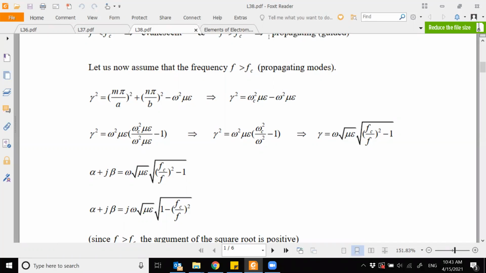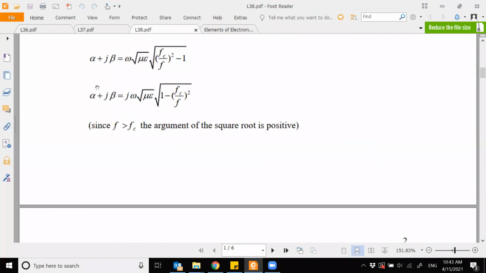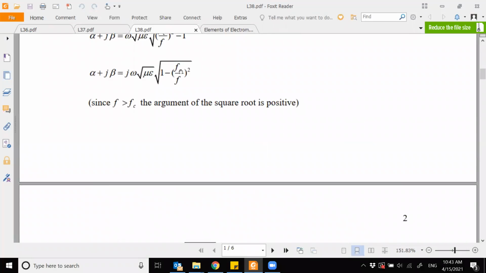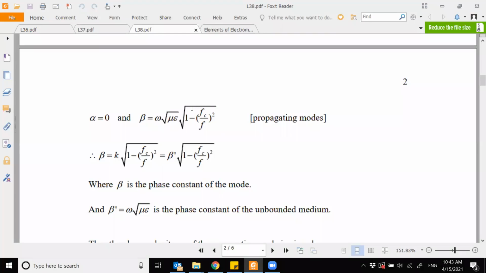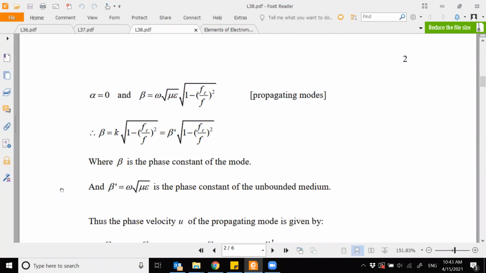And from here, if I equate, I'm getting alpha as 0 and beta is this one, because my right hand side is only imaginary. So this is my beta. This is my propagation constant of my guiding medium, for my guided or propagating modes. Now, what I'm doing here, I'm saying that this one is beta dash, which is only omega root of mu epsilon, because this is my phase constant of my unbounded medium. Remember, this is for the unbounded medium. That's why I'm naming it beta dash.